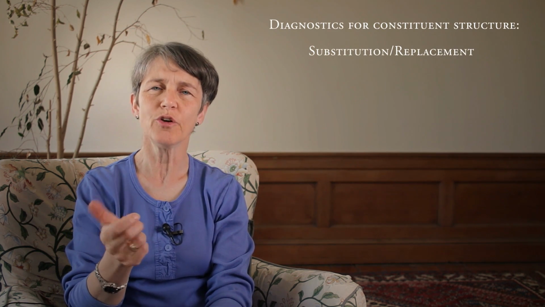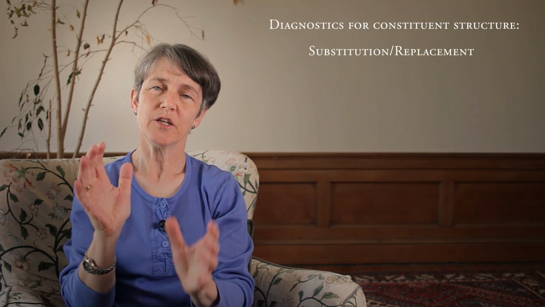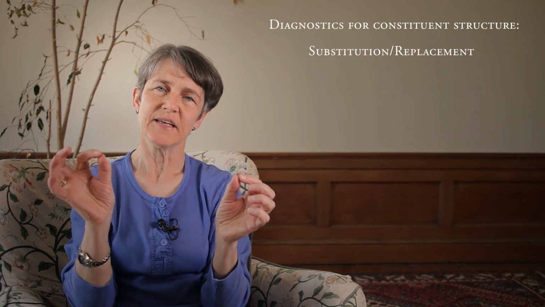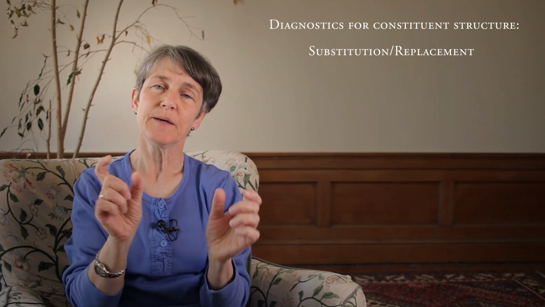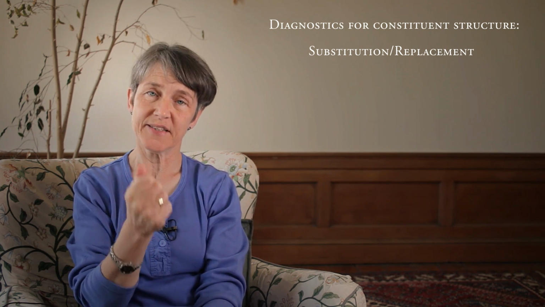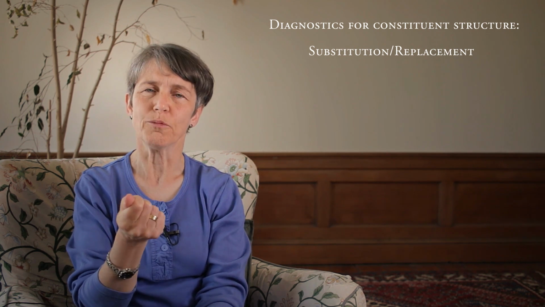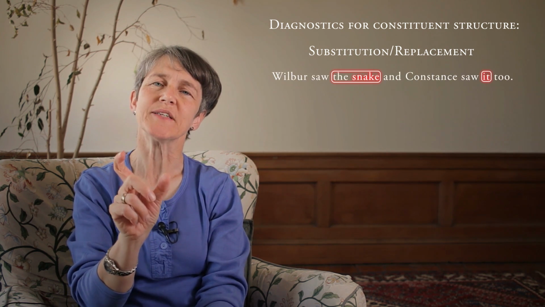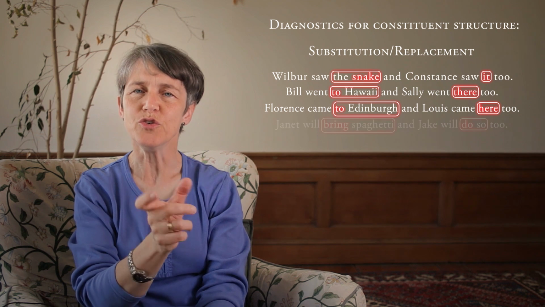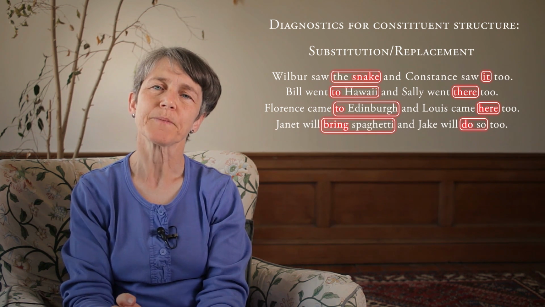We've now looked at a number of different phrases, and we've looked at the test of substitution or replacement, where we look to see whether a sequence of words is or is not a constituent by seeing whether we can replace it by a single word or a pro form like a pronoun, or these words like there or here, or do so for verb phrases.